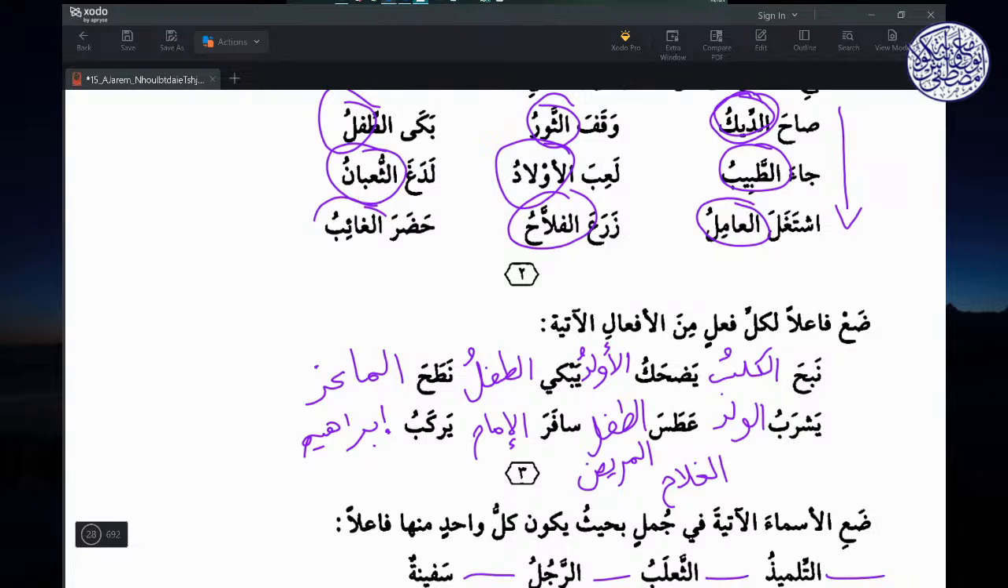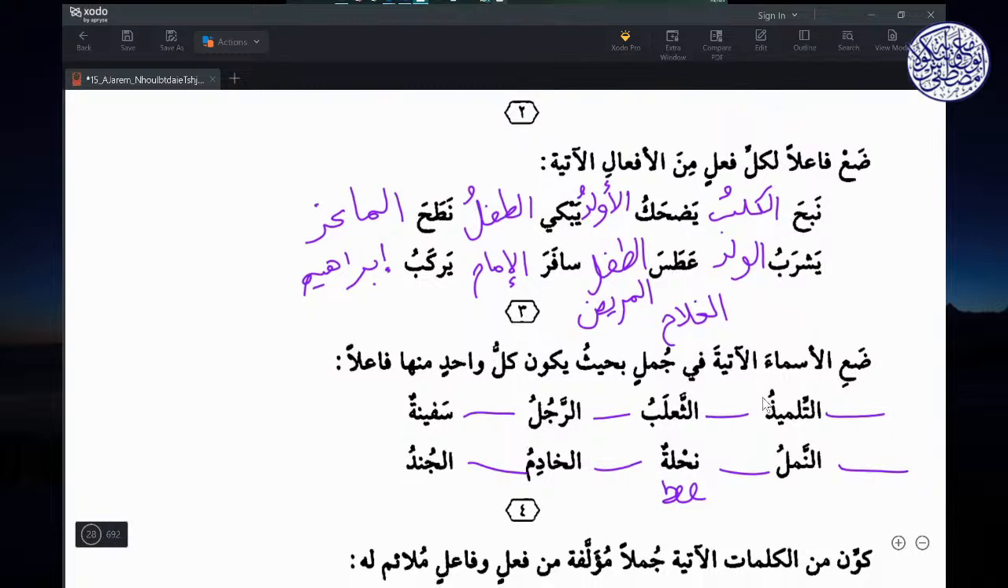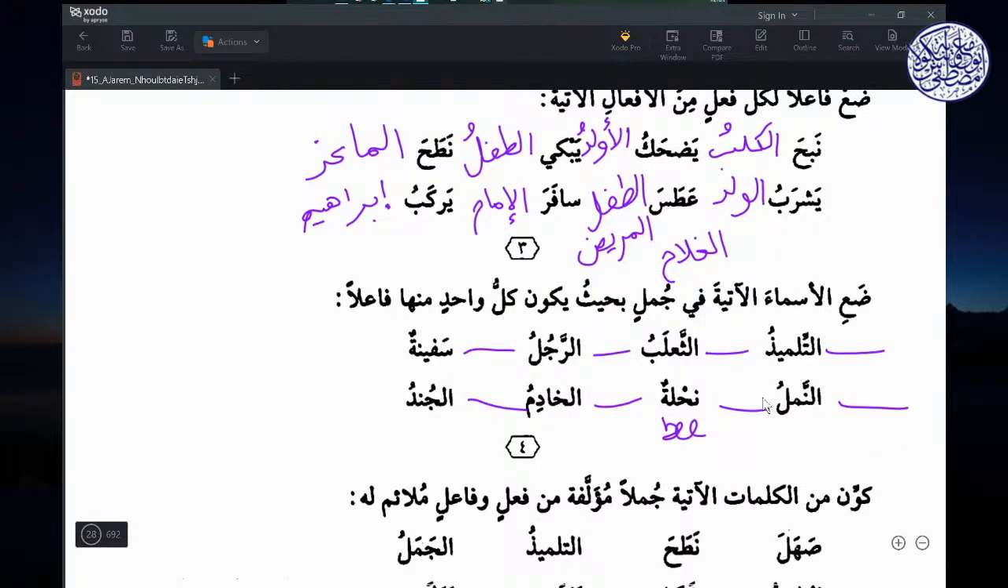Dawood, you're here, so just chime in. Just chime in. Don't wait for me. Just chime in. Let's see here. That way we can get some quicker going on. Okay, next section number 3. ضع الأسماء الآتية في الجملة بحيث يكون كل واحد منها فاعلا. So we need to place a verb in front of each of these nouns that are here to make them a fa'il. So التلميذ, what did you have?